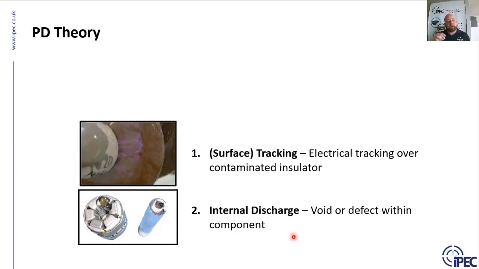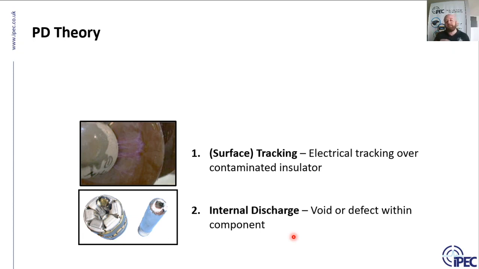So IPEC tend to focus on switchgear and cable. Naturally, on switchgear, we classify really two types. The first one is surface tracking. That's when you've got maybe contamination on the outside of an insulator, so you'll get electrical tracking over a contaminated insulator. The other type is internal discharge. That's where you've got a defect inside a solid insulation. Maybe you've got a crack. Maybe you've got a gas-filled void problem from manufacture, or like I said, a crack from damage of insulation. And that's an internal discharge.